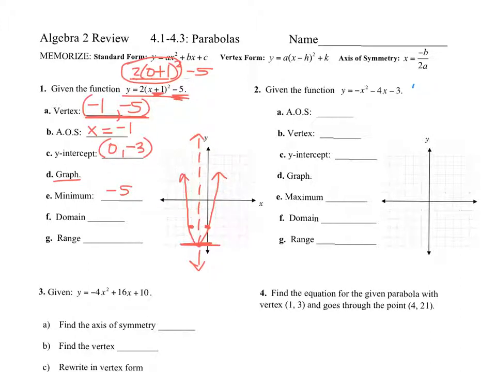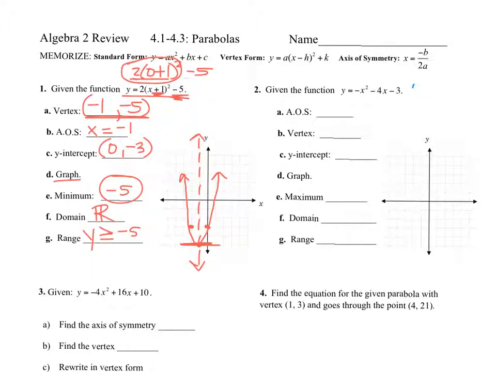What's your domain? My domain, it's all real numbers. All real numbers. That's your fancy R. And then what's your range? Y is greater than -5. Whatever your minimum or your maximum is, that number is what you're using. You just need to decide less than or equal to or greater than or equal to. So y has to be greater than or equal to because it's opening up. It's going to keep going in that upward direction, -5.